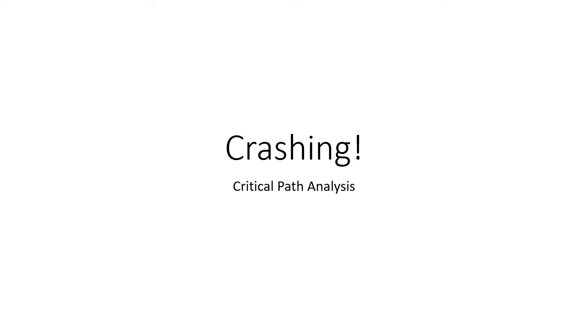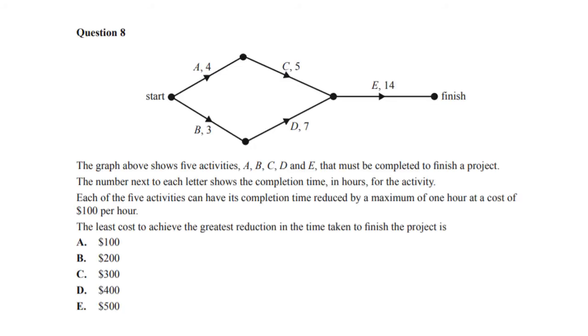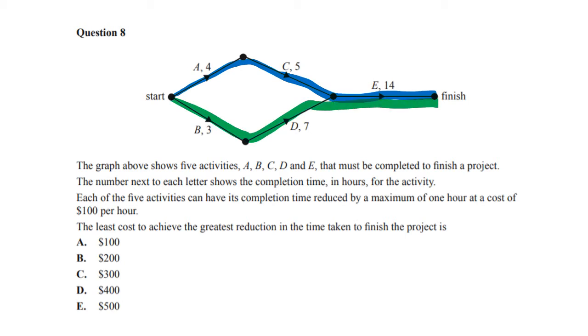I promise you, quick video about crashing. So on this very simple example, there are only two paths. We have this blue path and this green path. Okay, now we're talking about crashing. And how do you know about crashing?